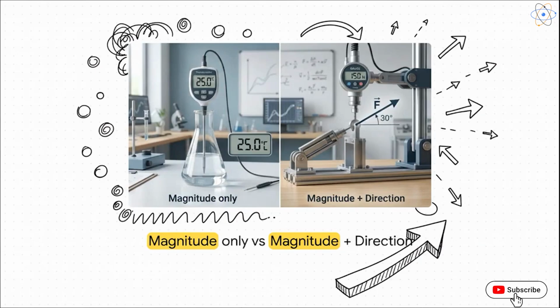This visual really hits the nail on the head. On the left side, we've got a thermometer and a beaker. It says 25.0 degrees Celsius. That's magnitude only, a classic scalar. It'd be silly to say the temperature is 25 degrees north, right? But over on the right, look at that force gauge pulling the mechanical arm. It reads 150 newtons, but you see that arrow? It's pulling up and to the right at a 30-degree angle. Magnitude plus direction. That right there is a vector.